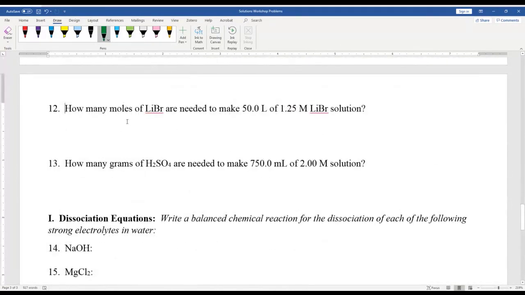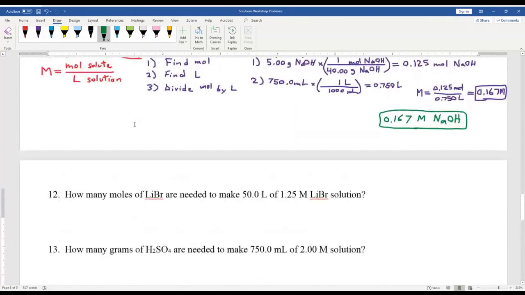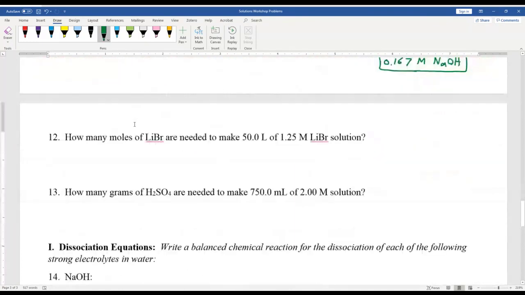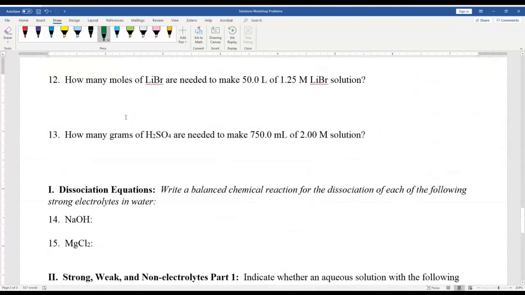Okay, so now let's look at, for example, number 12. In the case of number 12, it says how many moles of LiBr are needed to make 50 liters of 1.25 molar LiBr solution. So this molarity here is given.